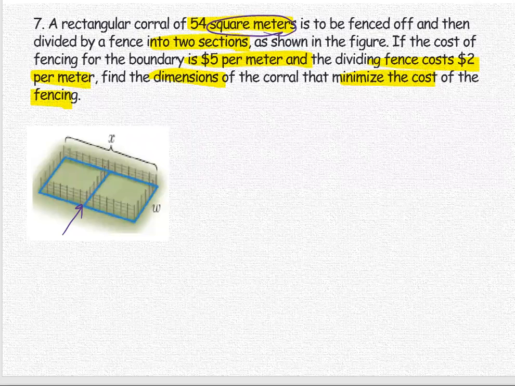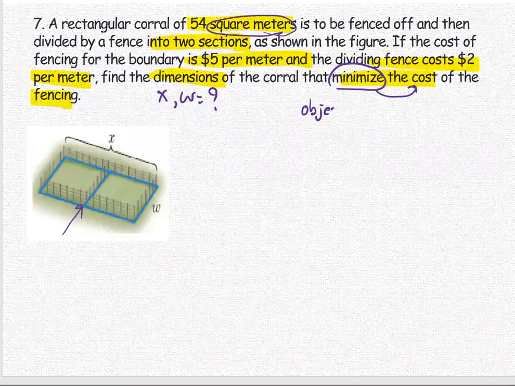We're going to find dimensions. We're going to find x and w that minimize the cost. Key term: minimize the cost. The objective function is the cost function.